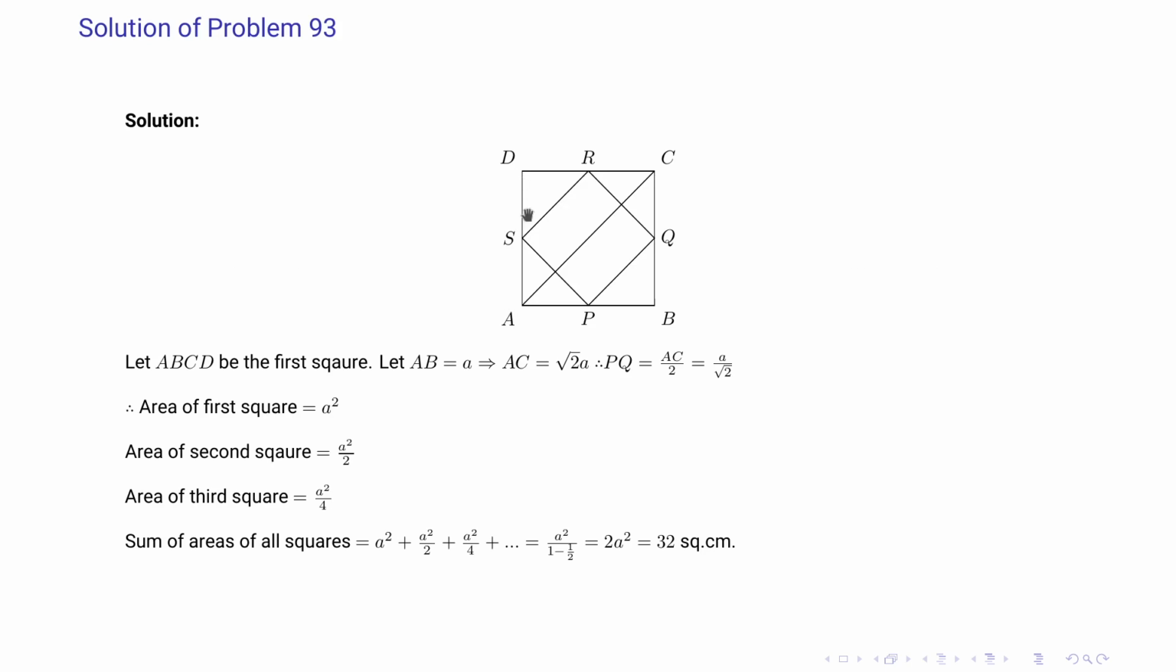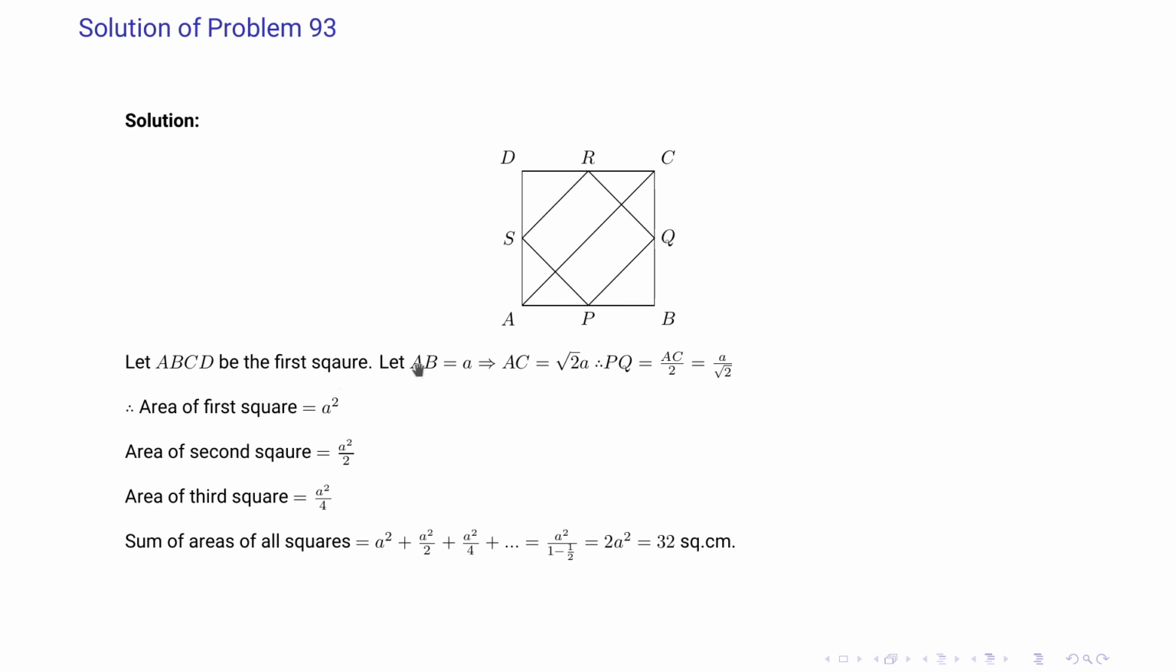So suppose our outer square is ABCD, then the midpoints are joined and we form PQRS. Now if you observe, for example, triangles ABC and PBQ, the ratio of PB and AB is 1 is to 2, the ratio of QB and BC is 1 is to 2, and angle B is common, so both the triangles are similar, and therefore PQ to AC would be 1 is to 2.